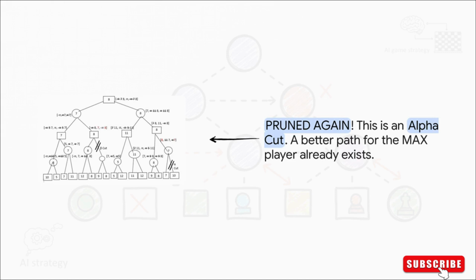It wouldn't. Since this current value, 7, is already worse than an option max has already found, we don't even need to look at any more children of this min node. We make an alpha cut and prune that branch immediately.